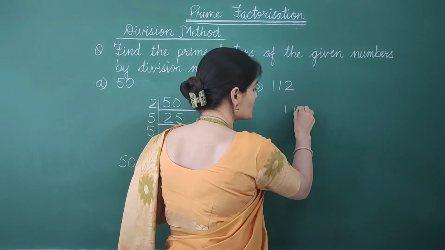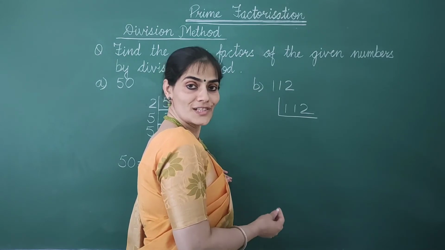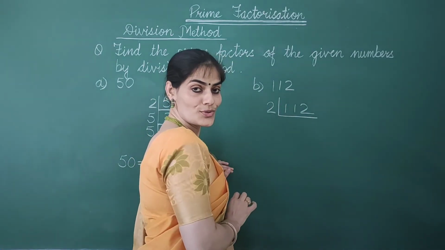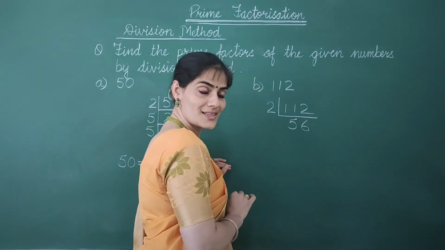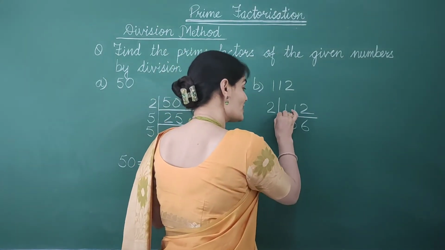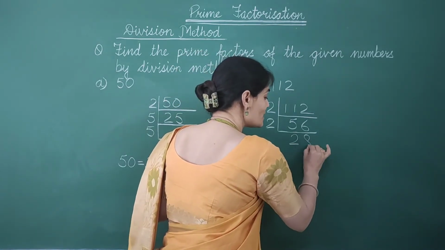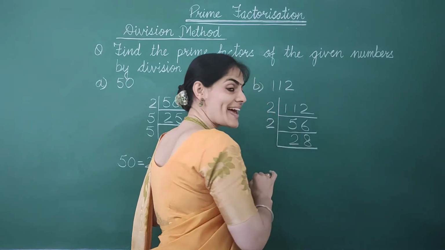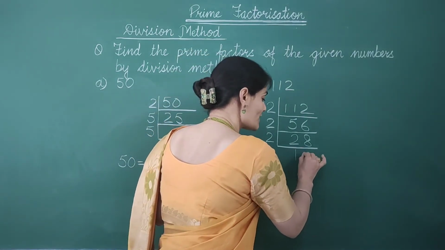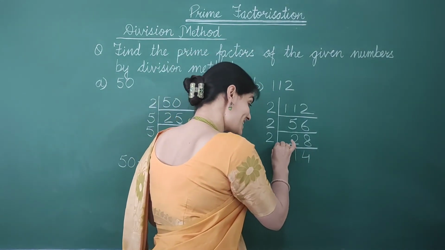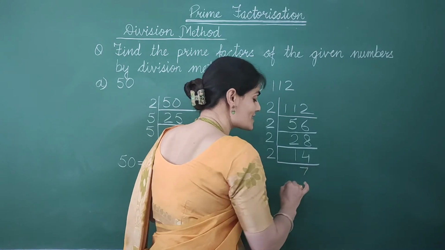So I write 112 here, and as it is an even number, it will surely be divisible by the first prime number 2. And when I divide 112 by 2, my answer will come as 56. 56 again is an even number, so it will be divisible by 2. 56 divided by 2 gives us 28. So 28, as it is an even number, will be divisible by 2 again. 28 divided by 2 gives us 14. Now 14 again is an even number, so it will be divisible by 2. 14 divided by 2 gives us 7.